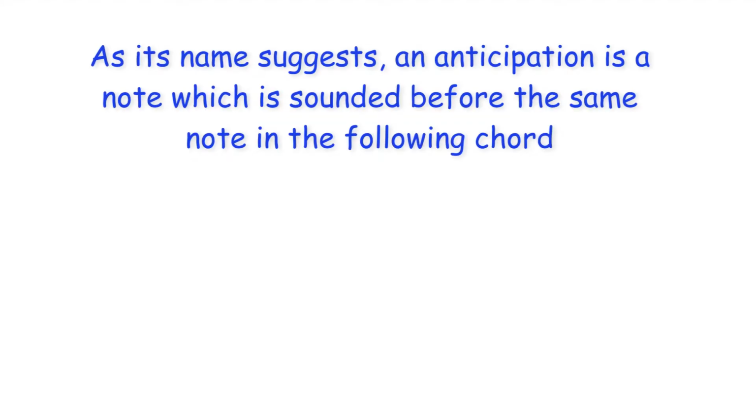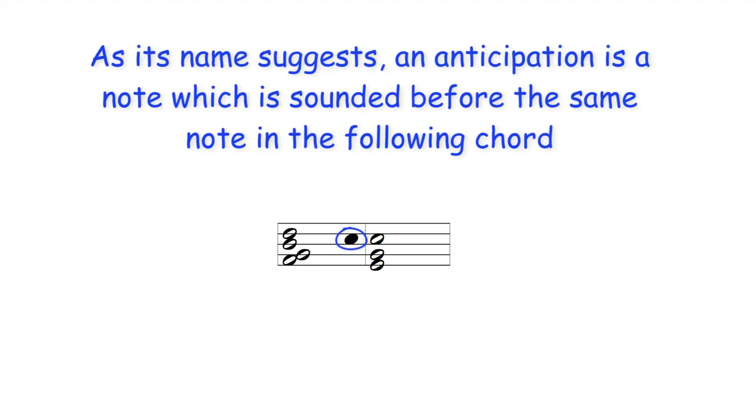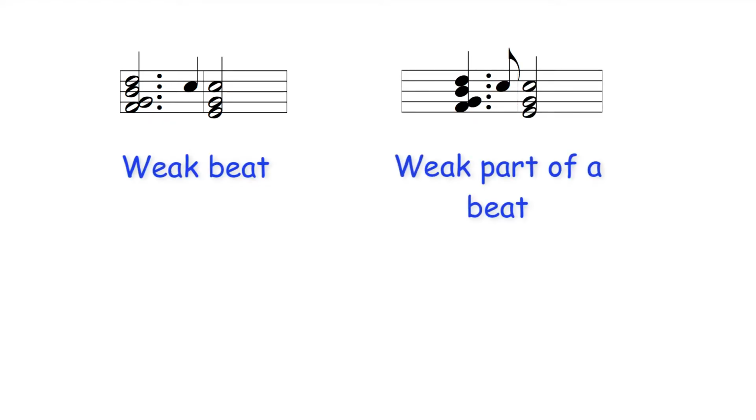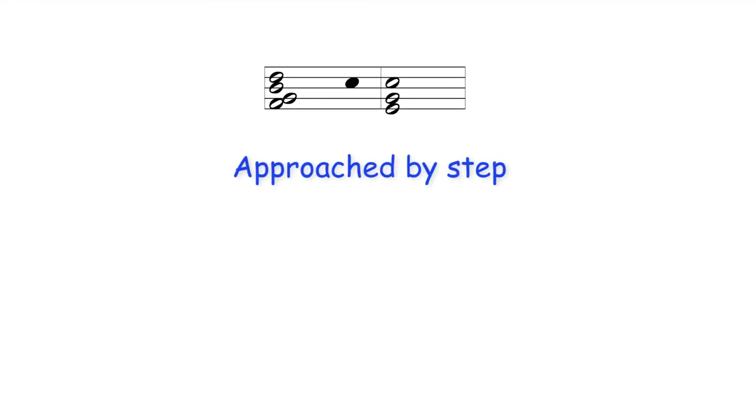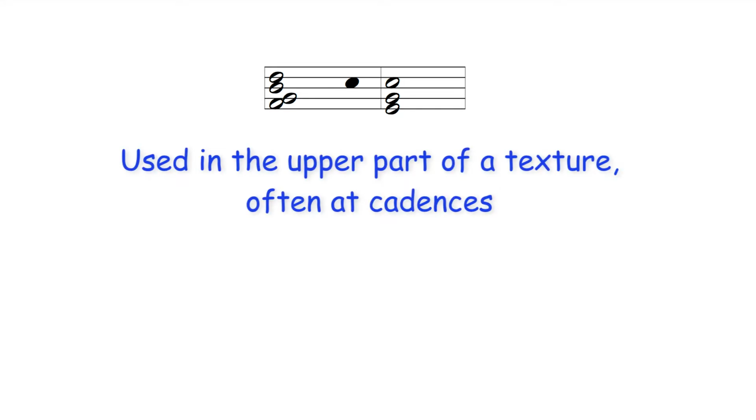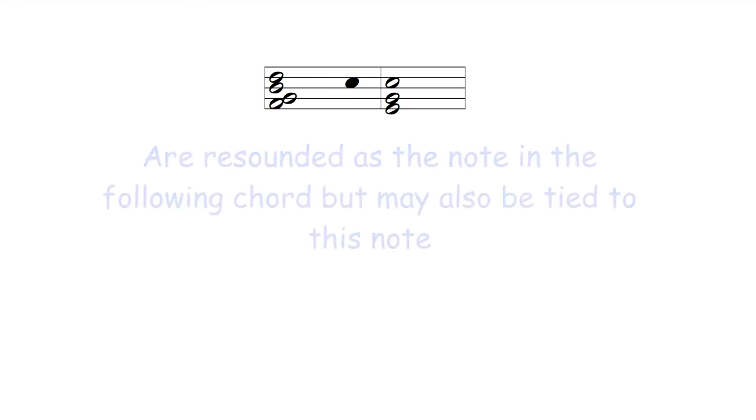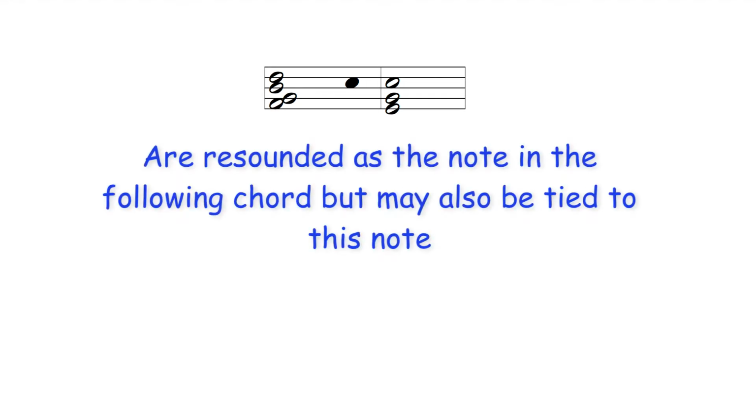As its name suggests, an anticipation is a note which is sounded before the same note in the following chord. Compared to the note it anticipates, anticipations typically occur on a weak beat or the weak part of a beat. Anticipations are typically approached by step. They are typically used in the upper part of a texture, often at cadences. Typically they are resounded as the note in the following chord, but may also be tied to this note.